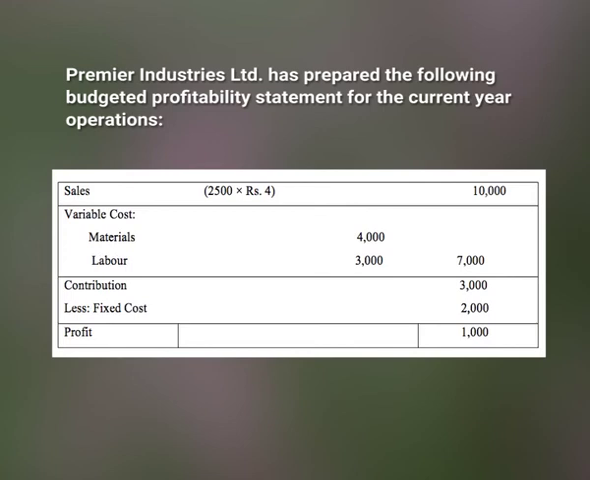Premier Industries Limited has prepared the following budgeted profitability statement for the current year operations. Sales 2,500 multiplied by rupees 4, which is equal to 10,000. Variable costs: materials 4,000, labor 3,000, the total of this is rupees 7,000. Then contribution is 3,000 and less fixed cost 2,000. So, thus profit we can see here is 1,000. Make a sensitivity analysis on the data given.